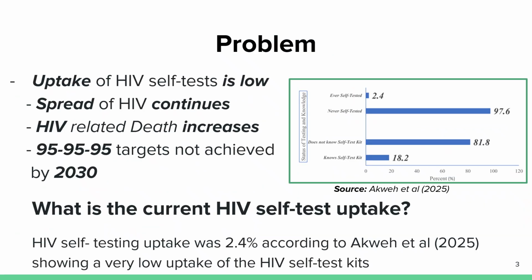So, however, there is a problem. The problem is that we are not going to hit the 95-95 targets. So, we need to think about better policy. To get better policy, we need to have a good idea of the current HIV self-test uptake rate. Therefore, how can we most efficiently sample the population?